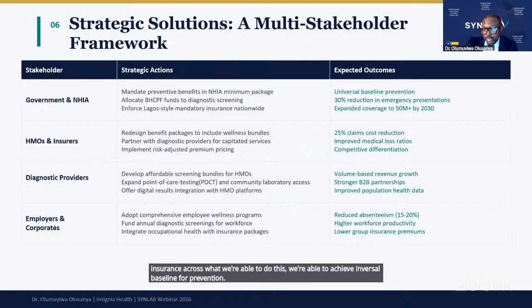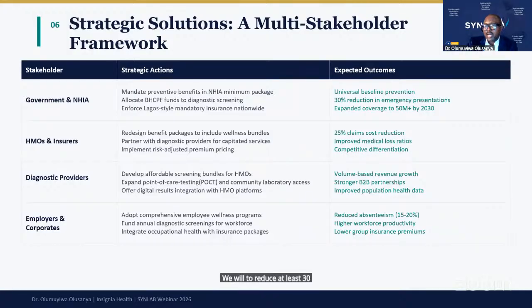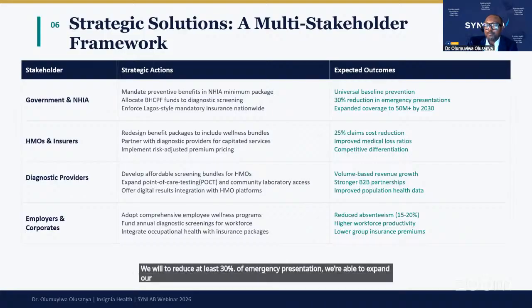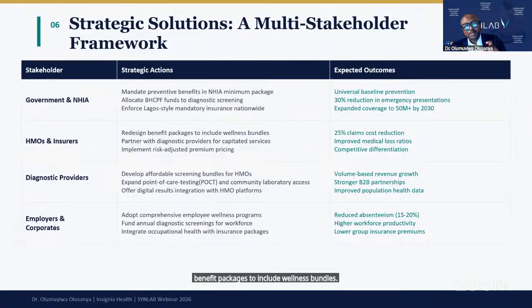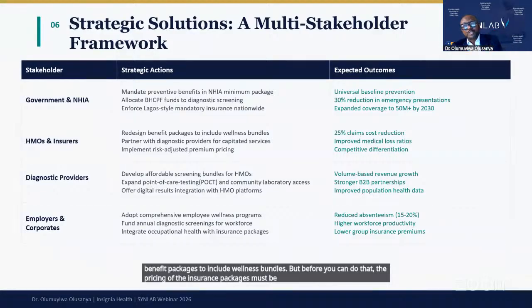We're able to reduce at least 30% of emergency presentation. We're able to expand coverage to above 50 million Nigerians before 2030. For insurance and HMOs, the idea is to redesign benefit packages to include wellness bundles. But before you can do that, the pricing of the insurance packages must be properly done, even for social schemes.